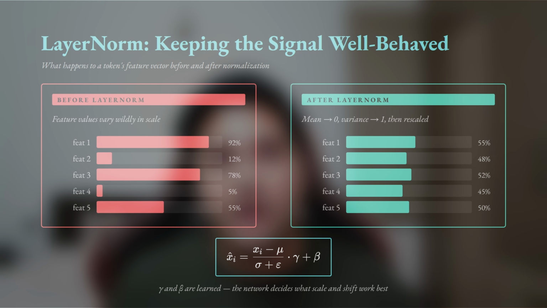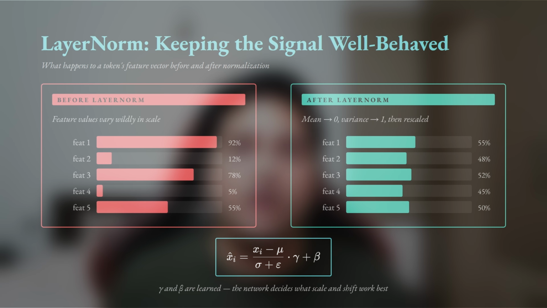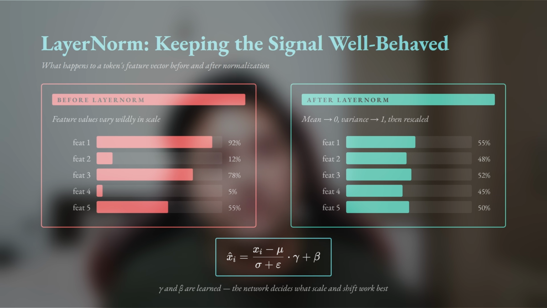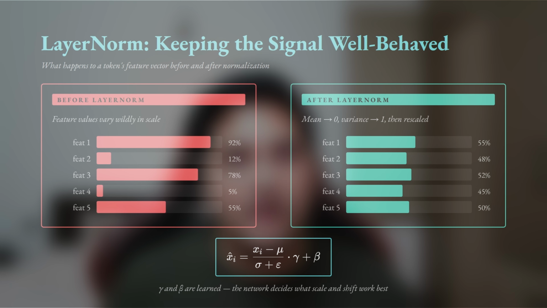Then gamma and beta are applied. Gamma is a learned scaling factor and beta is a learned offset. The vector is not forced to keep values at unit variance. It learns what scale and shift best serve the task. And gamma and beta are updated during training just like any other weight.